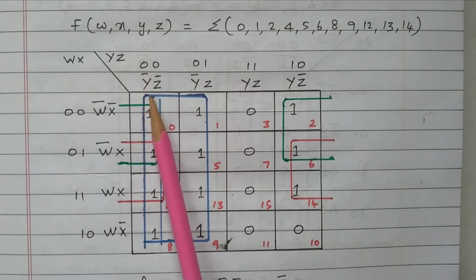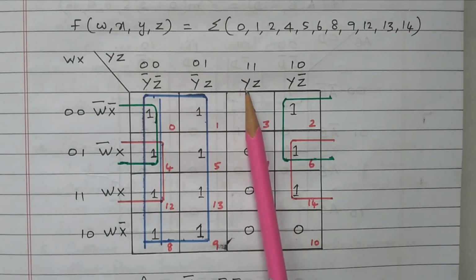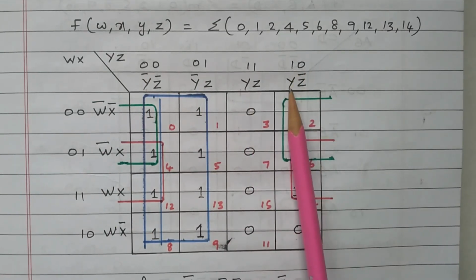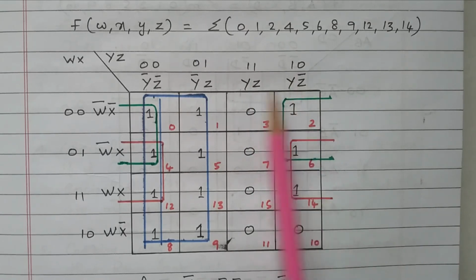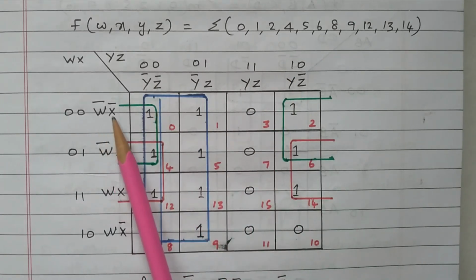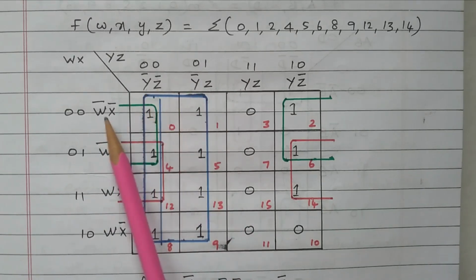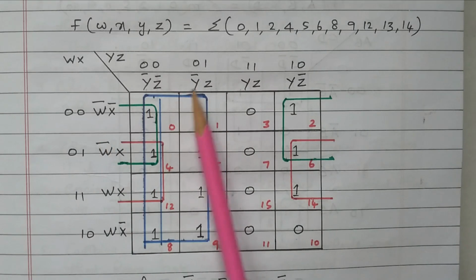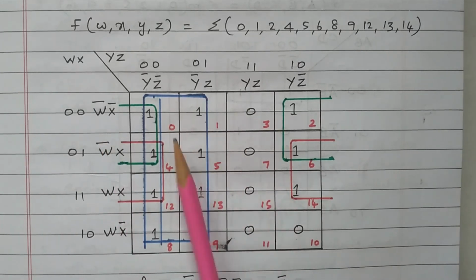Similarly here, 0 0 means Y bar Z bar. 0 1 is Y bar Z. 1 1 means YZ, written as it is. 1 0 is Y Z bar. This 0 is represented as bar, Z bar, right? So these are all represented. So the first cell is W bar X bar Y bar Z bar. The second cell is W bar X bar Y bar Z. The third cell is W bar X bar Y Z. Like that we can represent.